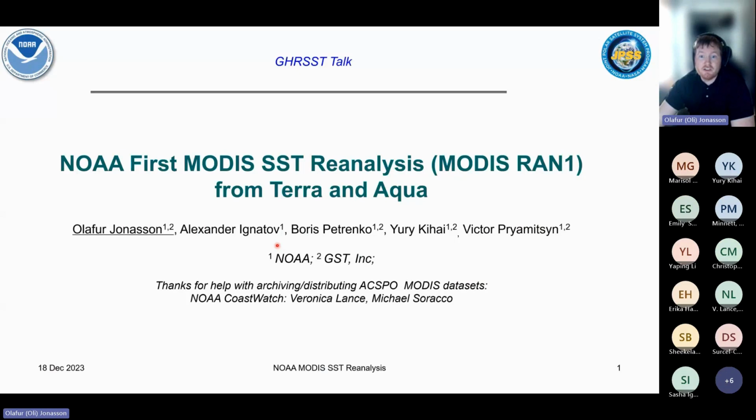As Eric mentioned, the title of this talk is the NOAA first MODIS SST reanalysis, or MODIS RAN1, from Terra and Aqua. I'll start by thanking my co-authors, and I want to acknowledge CoastWatch for helping us with the archival of the MODIS SST dataset.